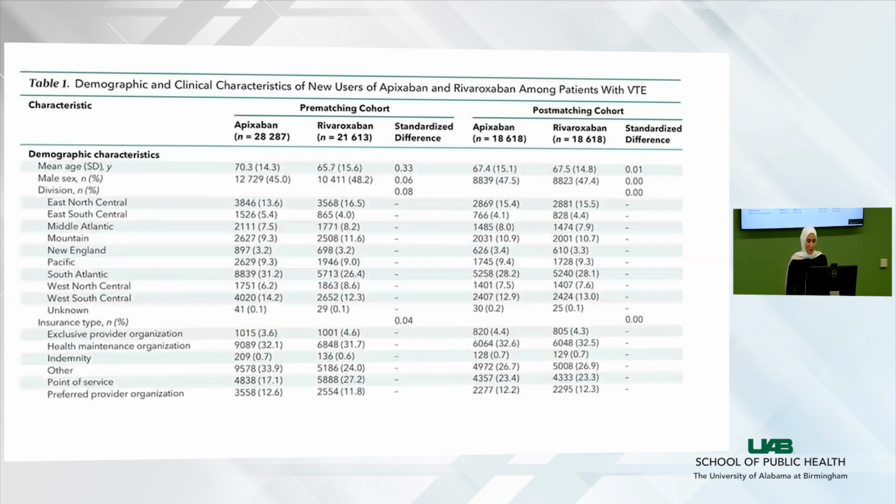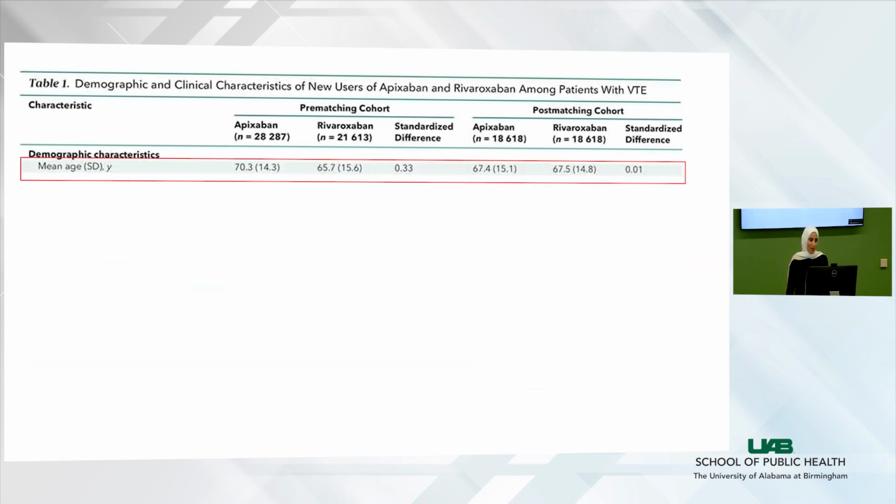So moving to table 1, I'm going to only highlight a few characteristics just for the sake of time. Here on the left-hand side is our pre-matching cohort. We can see we have our apixaban users, 28,000 versus 21,000 rivaroxaban users. Patients within the apixaban arm were slightly older. The standardized difference is more than 10%, suggesting there is some imbalance here. However, within the post-matching cohort, the standardized difference was no longer significant, suggesting that with the use of propensity score matching, we achieved adequate balance.